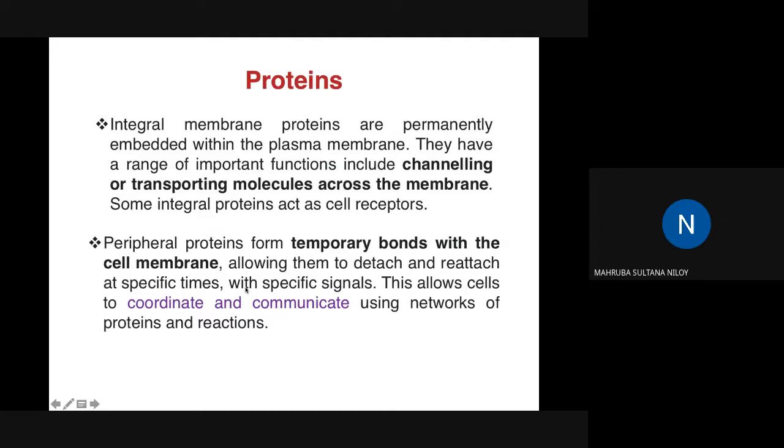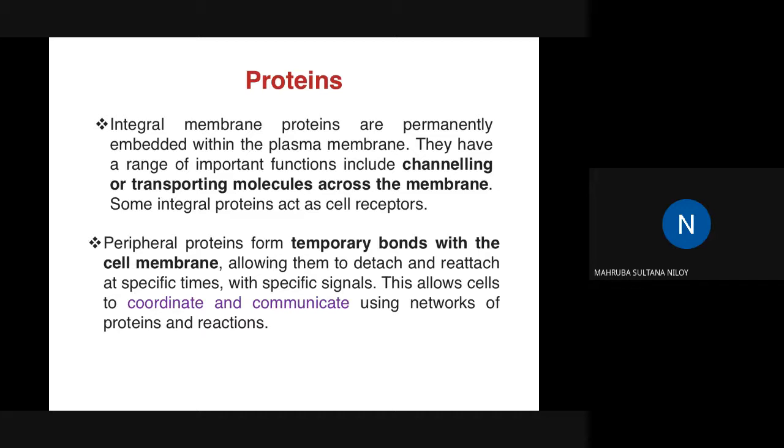Okay, so next, the peripheral protein. Sir, I have a question. Are all integral proteins channeling molecules, or only the protein channels? Not all integral proteins. There are some channel proteins, there are enzyme proteins, and receptor proteins. They are all doing different things, and they are combinedly called integral proteins, okay? Thank you, sir.